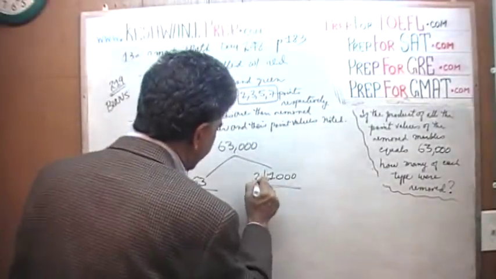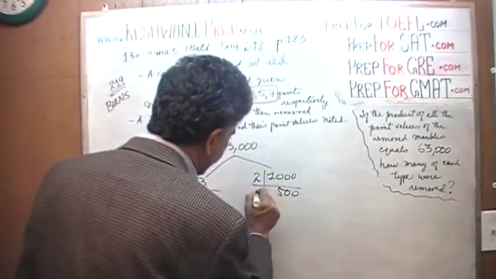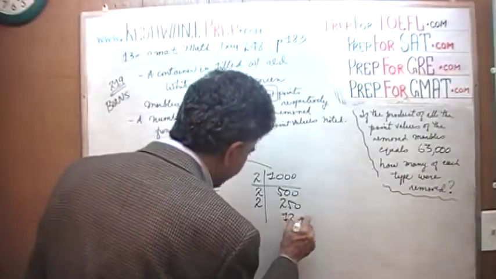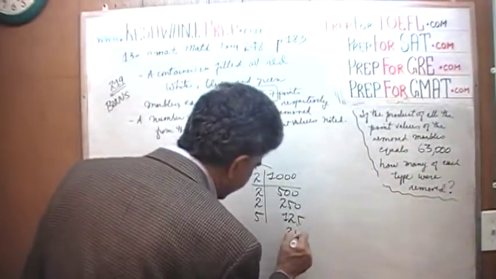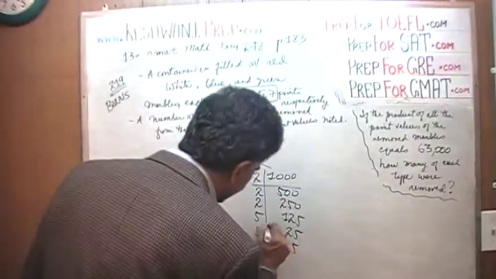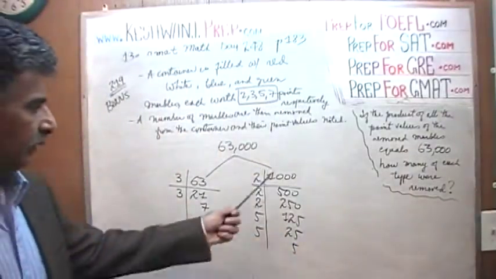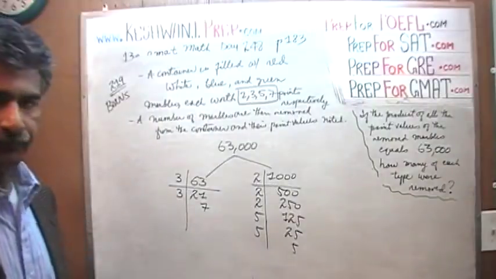1,000, when we divide by 2, we get 500. Divide again by 2, we get 250. Divide again by 2, we get 125. Divide by 5, we get 25. And then 5 again, and we get a 5. Well, that's it. So it turns out that the prime factors of 1,000 are 2 and 5.